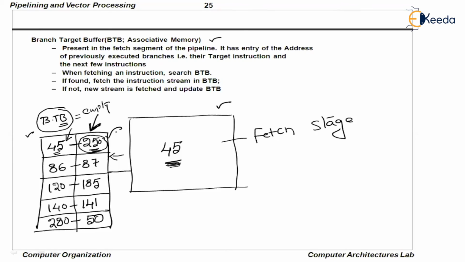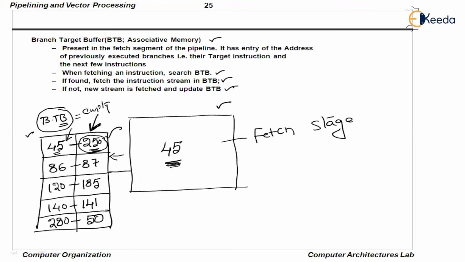So this is one of the beautiful techniques in which the number of stall cycles will be drastically reduced. Okay, so when fetching an instruction, search the BTB. If found, fetch the instruction stream from the BTB itself. You don't need to evaluate a condition. If not, a new stream is fetched and the BTB is updated. That's it. This is how the BTB is going to get updated when a branch instruction is present.